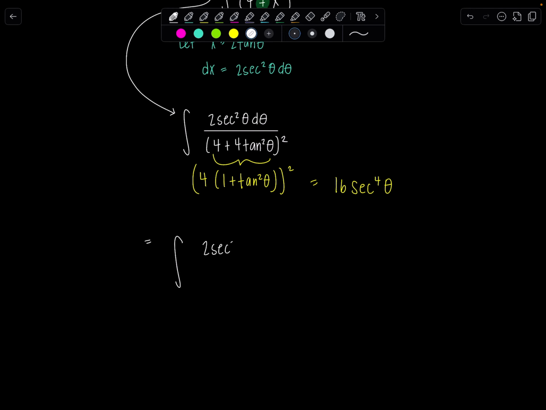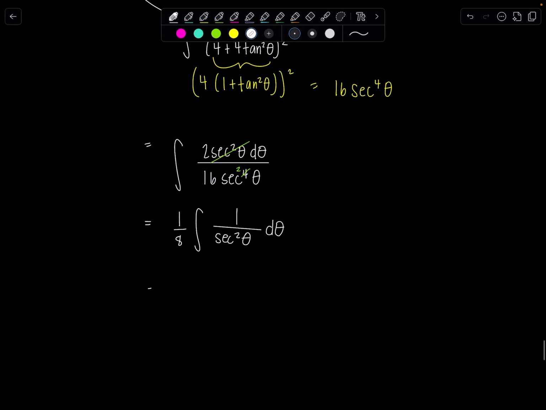Upstairs, we still have 2 secant squared theta d theta. Downstairs, 16 secant to the 4th theta. Okay, 2 and 16 will reduce to 1/8, which I'm going to take outside the integral. And then this secant squared cancels with secant to the 4th in the denominator, and now I only have 2 left downstairs. So 1 over secant squared theta d theta. And then immediately just replace that with cosine squared theta. So this is 1/8 integral cosine squared theta d theta.